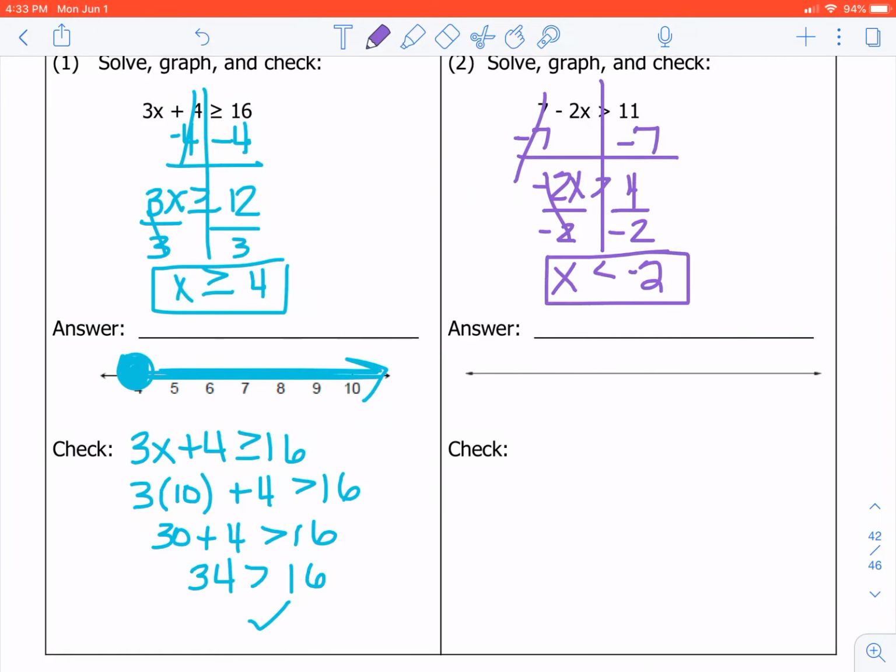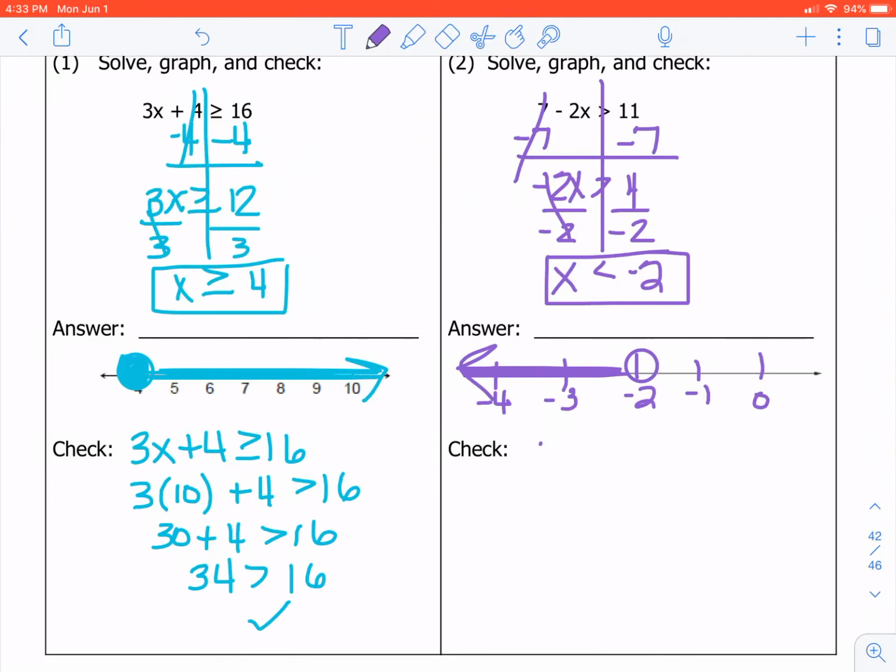All right, so we're going to make our number line. We're going to put that negative 2 in the middle. We're going to go 2 numbers above, 2 numbers below. Okay, so we have an open circle on negative 2. And all numbers that are less than negative 2 are to the left, so I'm going to shade to the left.